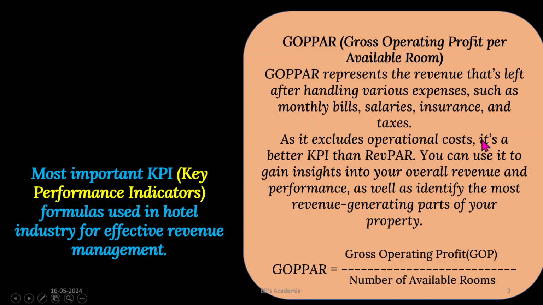You can use it to gain insights into your overall revenue and performance, as well as identify the most revenue generating parts of your property. And how to calculate this? GOPPAR can be calculated like this: gross operating profit, that is GOP, upon number of available rooms. If you follow this formula, the figure that arrives will tell you about the GOPPAR, that is gross operating profit per available room. Fine, fair enough. Let's proceed to the next.